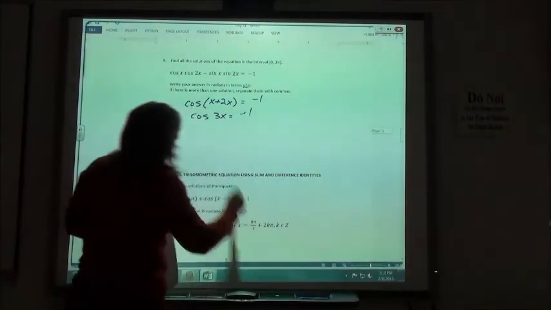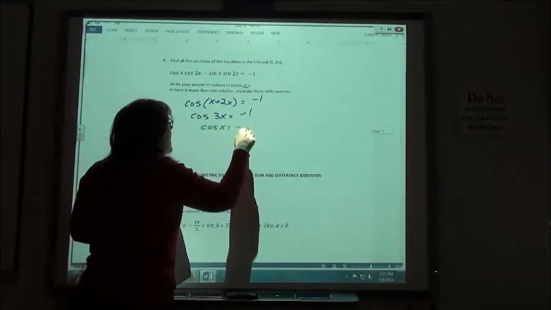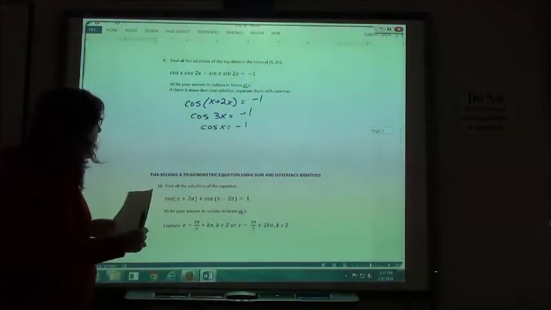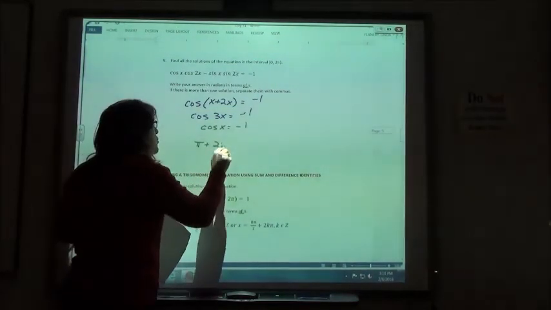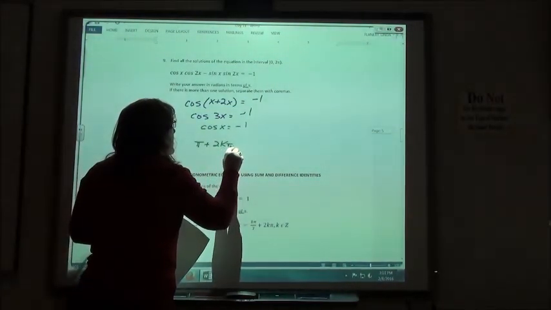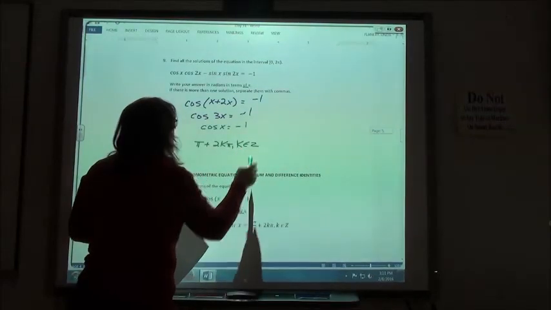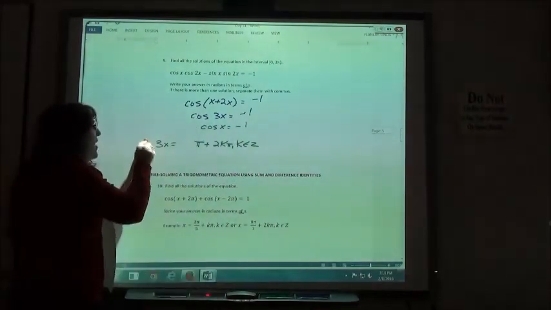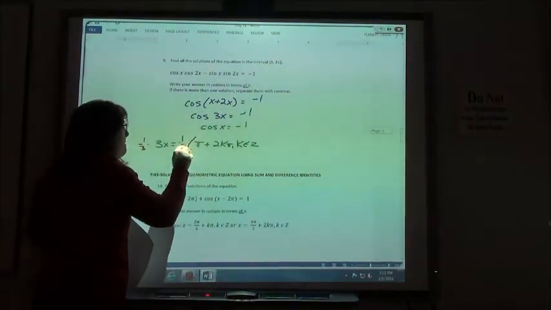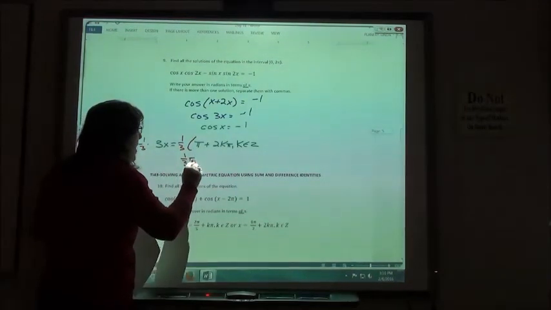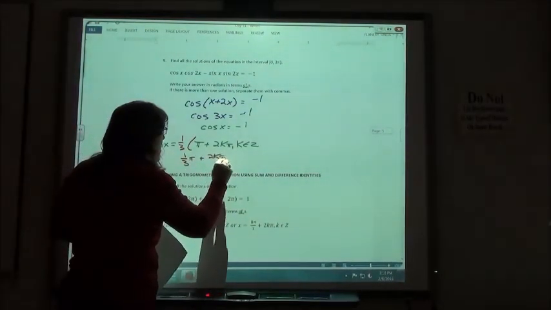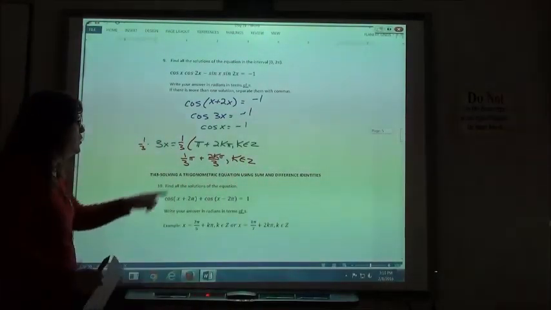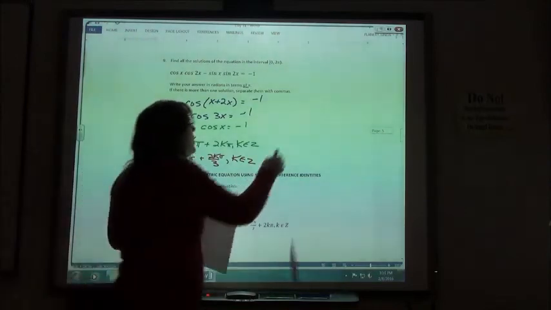Of course, we're going to start by looking at where the cosine of x equals negative 1. So on my paper, cosine of x equals negative 1 just at pi. Pi plus 2k pi with k being an element of z. 3x is going to equal that. So in order to solve that, I'm going to multiply by 1/3. So I'm going to have 1/3 pi plus 2k pi over 3, with of course k being an element of z. So 1/3 pi is the same thing as pi over 3.